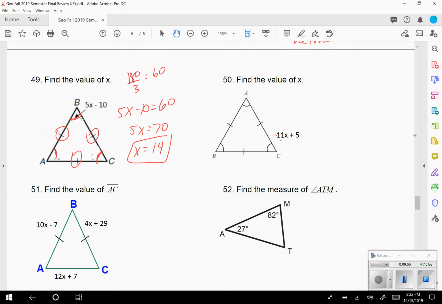Okay, number 50. This 11x plus 5 is referring to the angle here. So again, we see equilateral triangles, so we know that all three angles are 60. So 11x plus 5 equals 60. Take away 5, so you get 11x is 55, divided by 11, and you get x is 5.